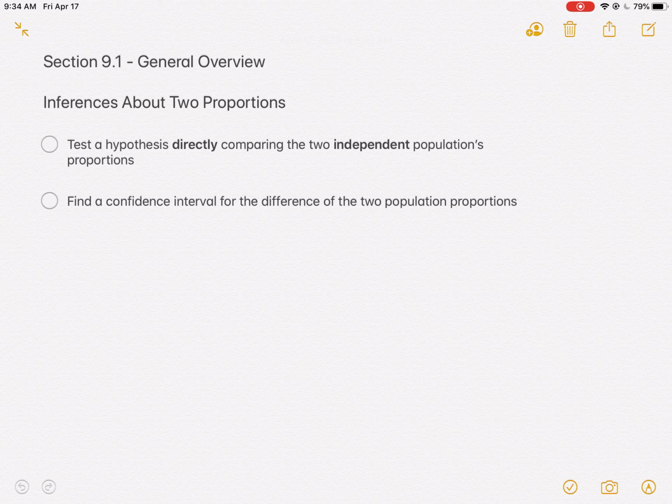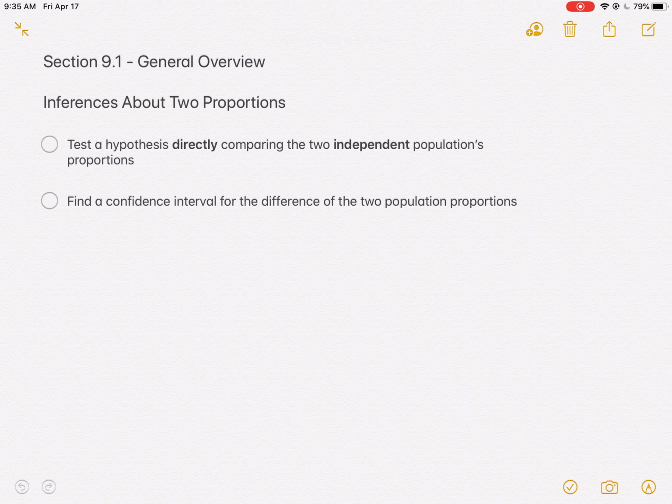So this is section 9.1, and what's happening in here is we're going to have two proportions coming from two different populations, and we're going to compare them. And so the two things that we're going to do is test a hypothesis directly comparing two independent populations' proportions. So what you'll notice is that the two populations are completely different from one another. There's no overlap. They're independent.